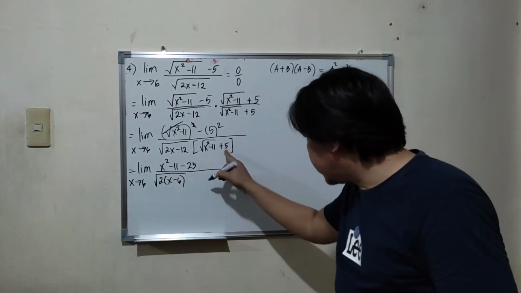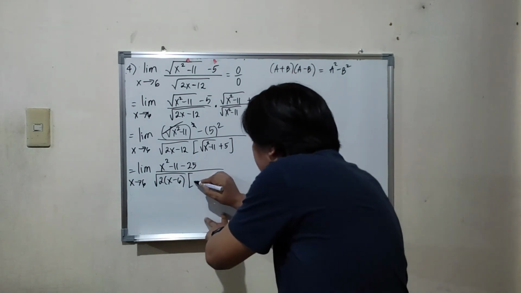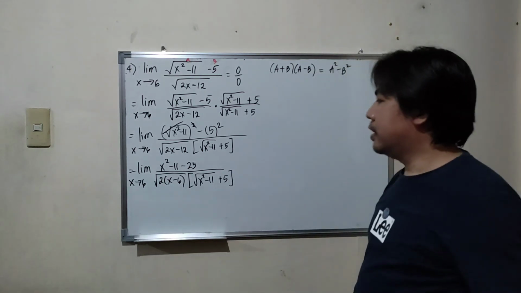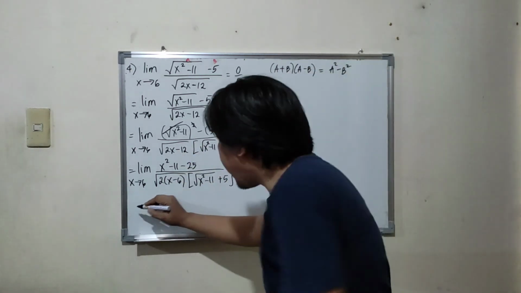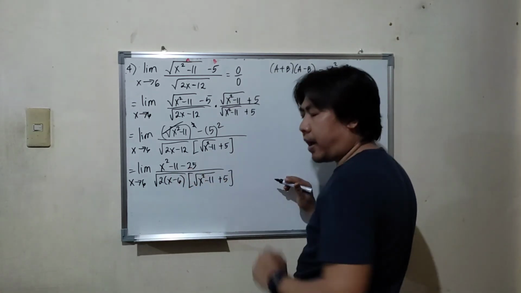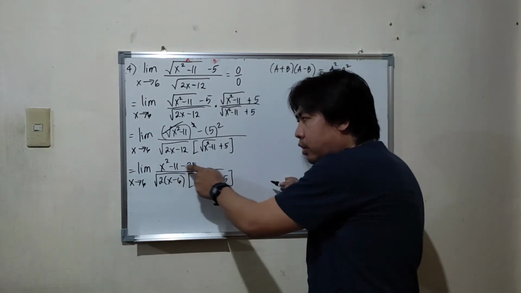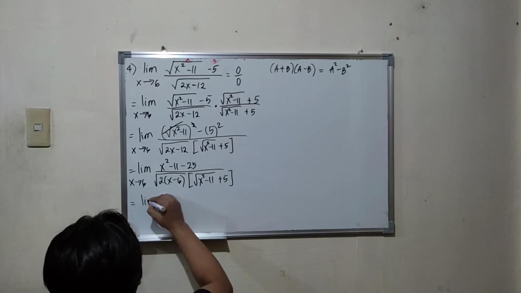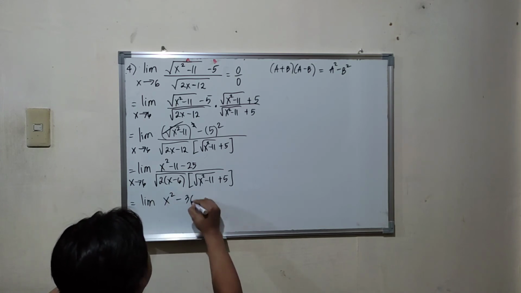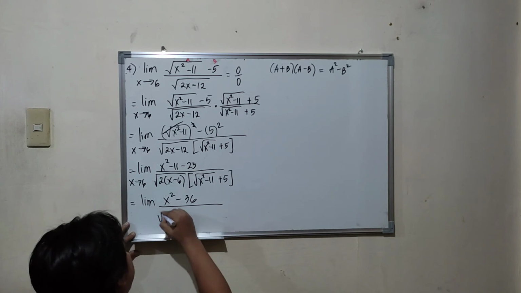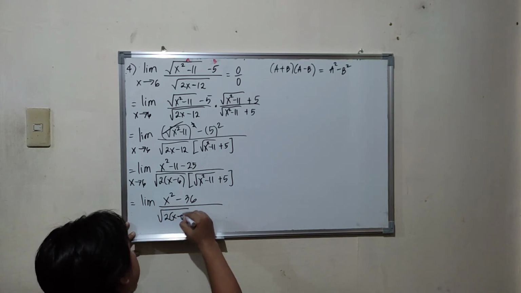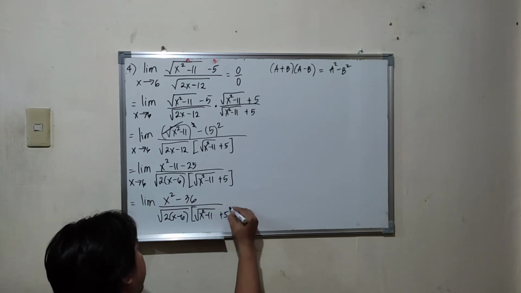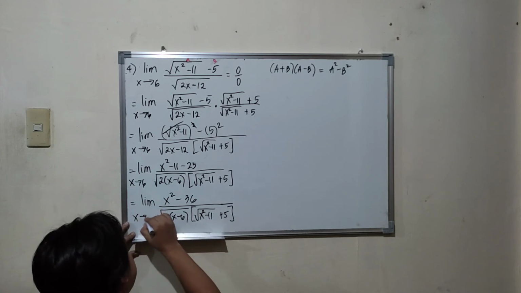Okay, so, times this term, we have the square root of x squared minus 11 plus 5. So, simplify the numerator. We have negative 11 minus 25. So, that will give us, combine the negative, so that is negative 36. Okay, so we have limit of x squared minus 36 all over square root of 2 times x minus 6 times the quantity square root of x squared minus 11 plus 5 as x approaches 6.